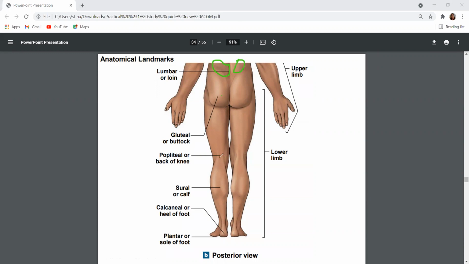The back of the knee is called the popliteal. Remember, the front of the knee is called patellar. Back of the knee is called popliteal. Then going down to the calf is called the sural. So remember, crural was the front, that's your shin. The sural is the back, the calf. Calcaneal, that's the heel of the foot. And plantar is the sole of the foot.